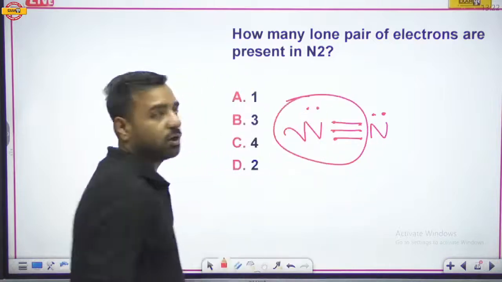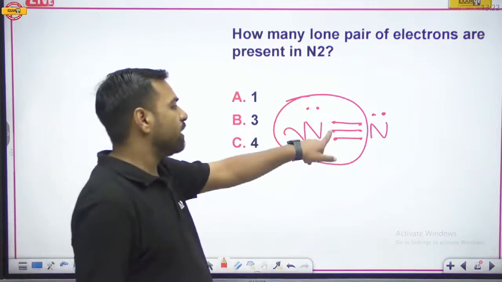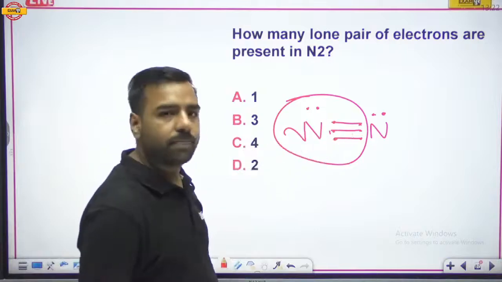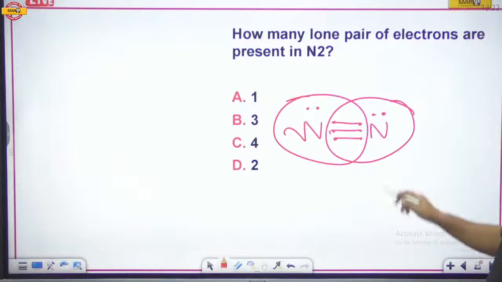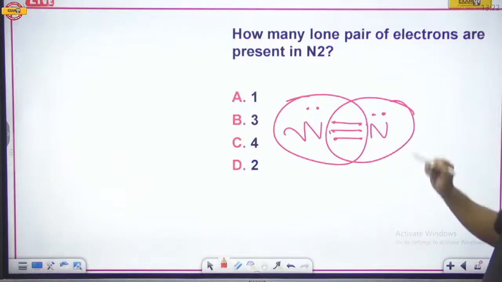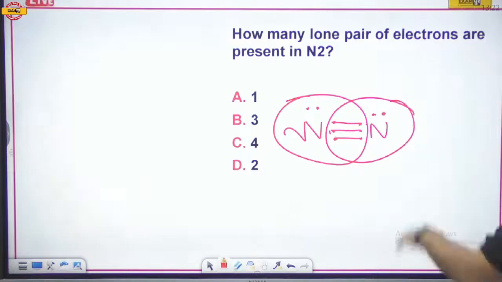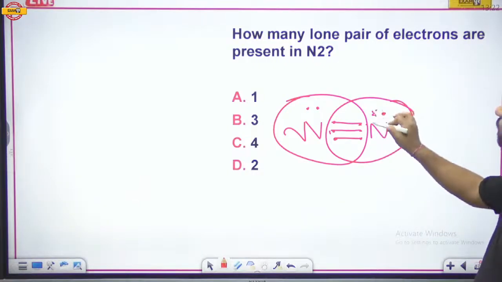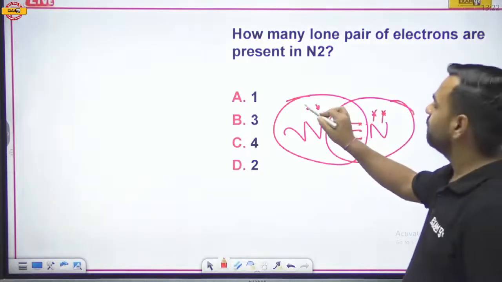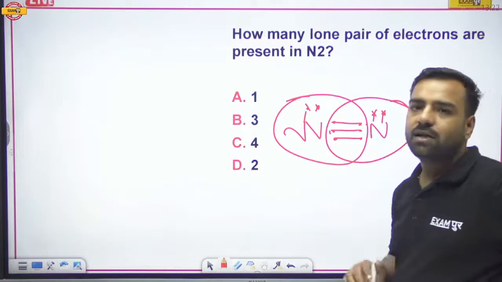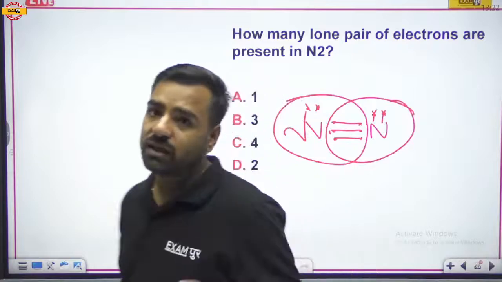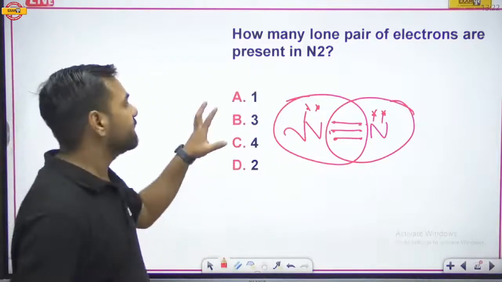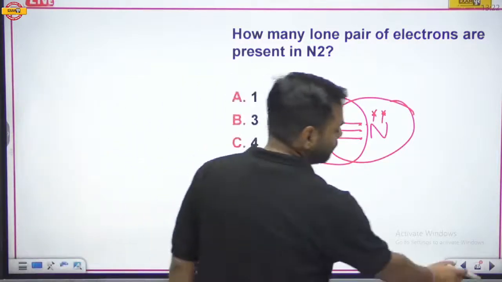For this nitrogen, how many electrons are there? 1, 2, 3, 4, 5, 6, 7, 8. In the similar manner, for this nitrogen, how many? 1, 2, 3, 4, 5, 6, 7, 8. Now, if someone asks me how many lone pairs are present in this N2, one pair here and one pair here. That is, two pairs are there. But if someone asks only about one nitrogen, I'll say in one nitrogen we have only one lone pair. But if someone is asking about N2, I'll say two.